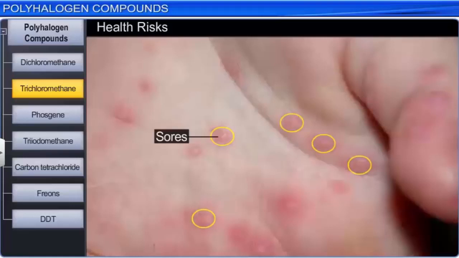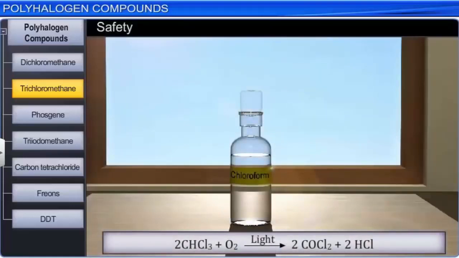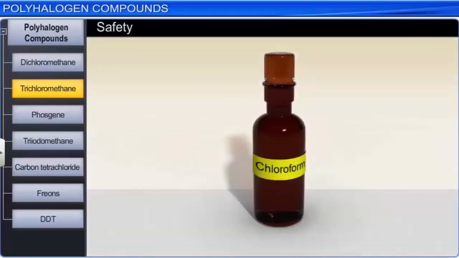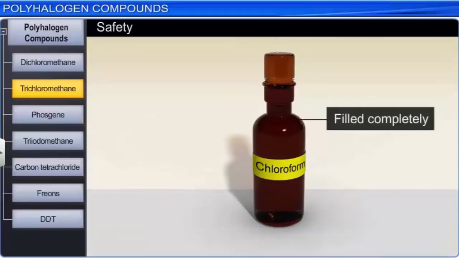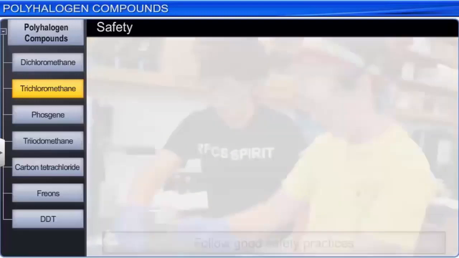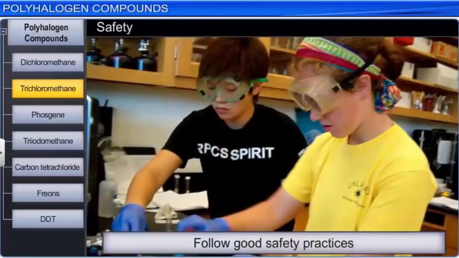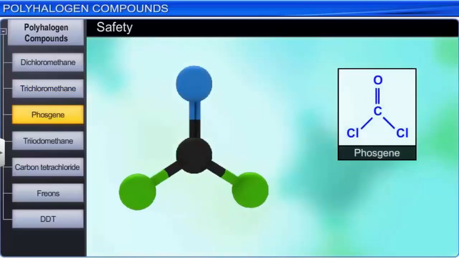Chloroform is slowly oxidized by air in the presence of light into deadly phosgene gas as shown in the reaction. Therefore, chloroform is stored in dark bottles to prevent exposure to light. The bottles are filled completely to keep air out. For the sake of safety, handle every bottle of chloroform as if it contains phosgene. Wear gloves and eye protection. There are simple tests that you can carry out to determine the presence of phosgene.